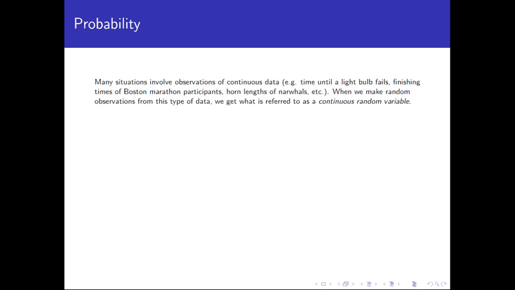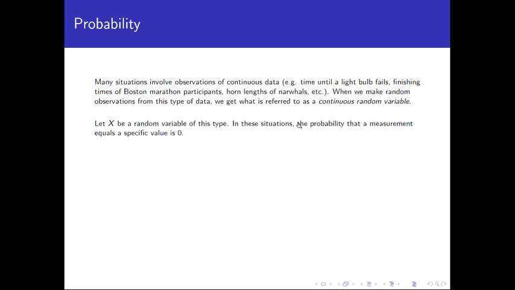However, in many situations, you're interested in looking at observations of what we refer to as continuous data, like time until a light bulb fails. Obviously, time is infinitely divisible, so you could have a light bulb that fails in 3 hours, or 5.5 hours, or 1.628 hours. There's infinitely many divisions, so saying that the probability is actually equal to a specific value is very, very difficult. So when we take random observations from this type of data, we get what's called a continuous random variable.